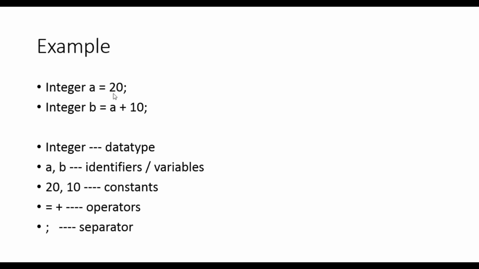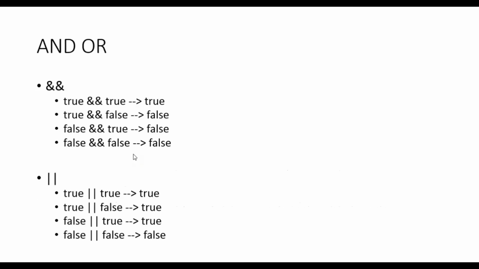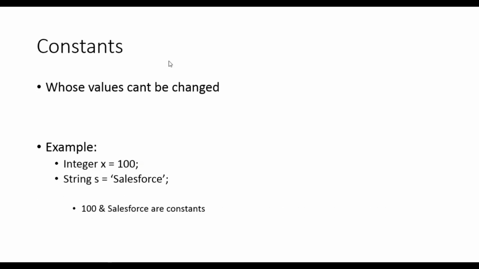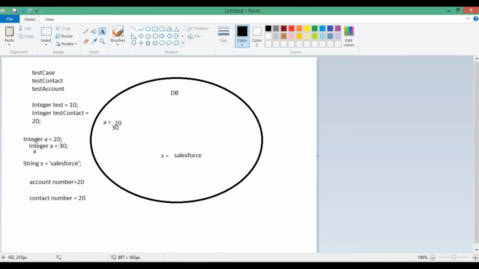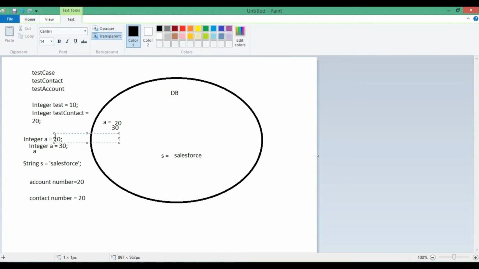Then we have constants, 20, 10. And then we have separators. So what are those constants? So here we have seen integer a equals 20. Initially it is 20. Then we are changing it to 30. Here only the value of this variable a is getting changed, not the constant value itself. If we assign 20, 20 is 20 in the entire program. It will not be changed. 20 is a constant, 30 is a constant.